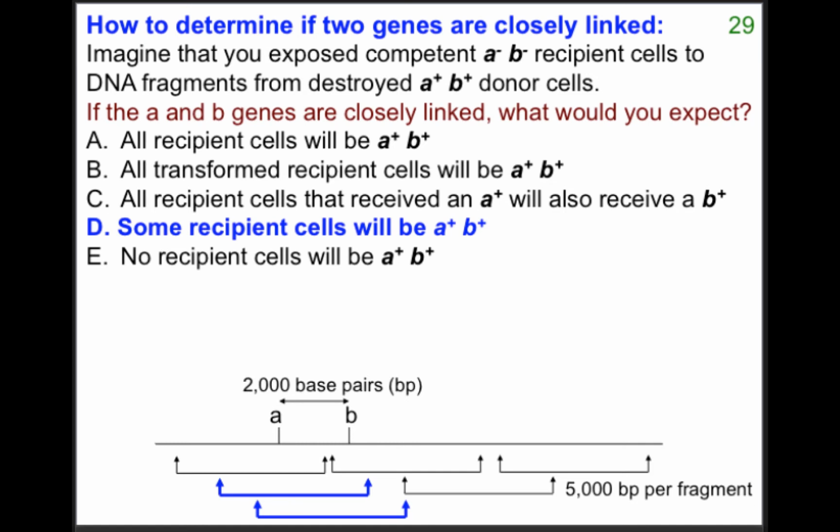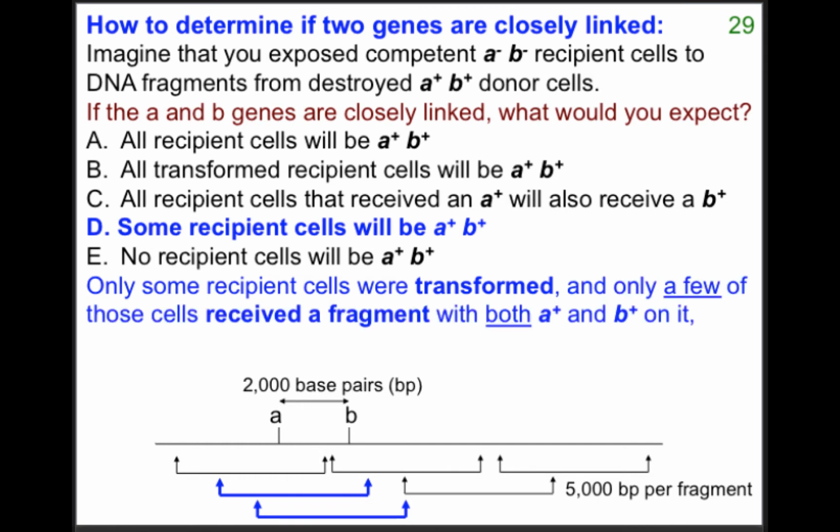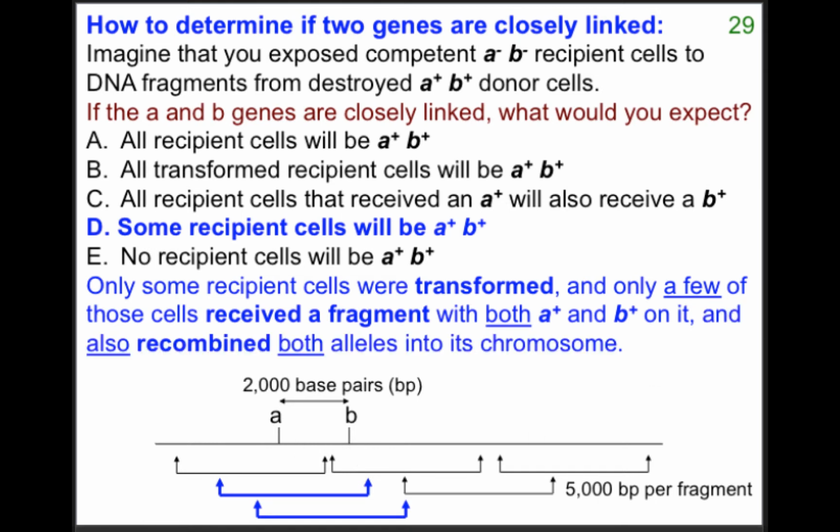All right, in that case, you would expect to see some of the recipient cells receiving a fragment that has both A and B in it, right? But only some of them would receive that. So only some of the recipient cells would be transformed at all, and only a few of those cells would receive a fragment that has both the A and B wild type alleles on it. And not only does it have to receive a fragment that has both A and B on it, it also has to have recombination happen in such a way that both alleles get incorporated into its chromosome. So in other words, we'd have to have a crossing over event here and here for both genes to be put into the bacterial chromosome. All right.